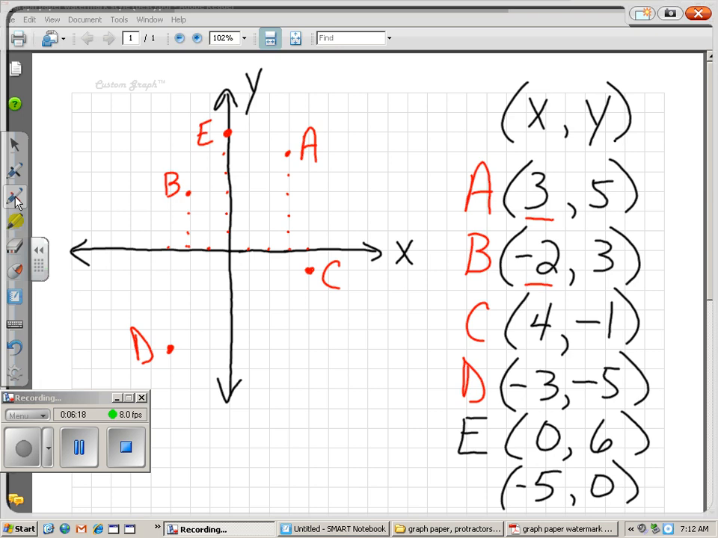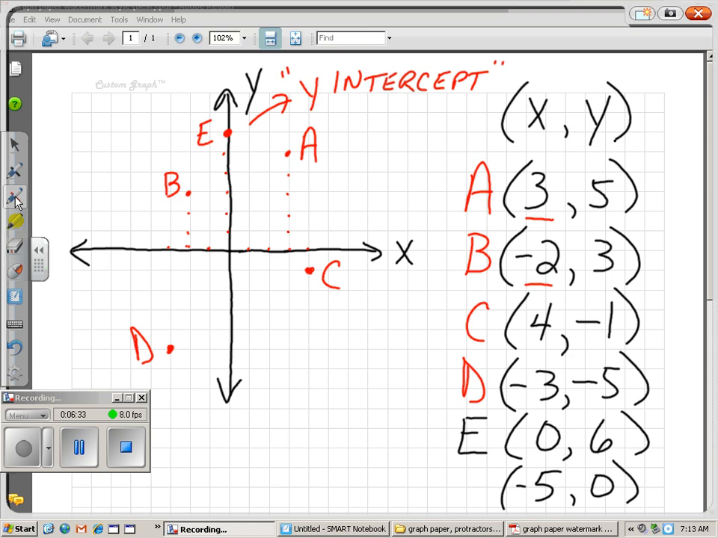It's on the y-axis. Now later on, you guys might remember this. Later on, this is going to be called a y-intercept. We're going to deal with that later in the lesson, a y-intercept.